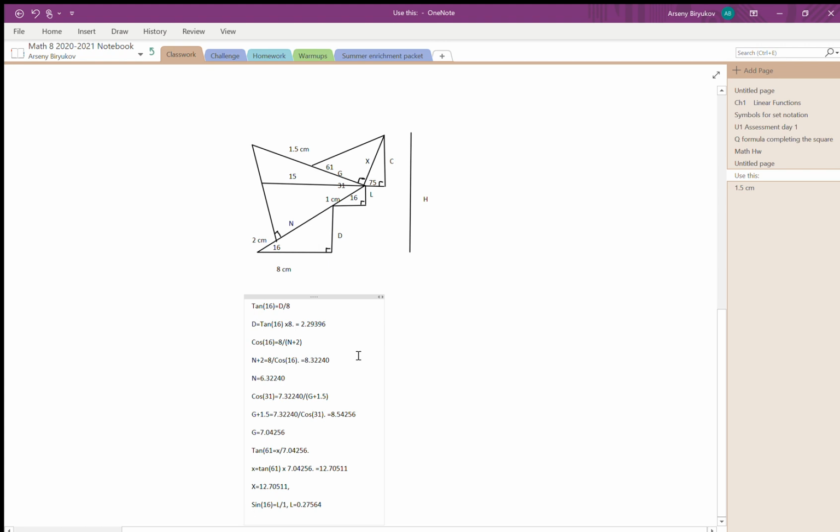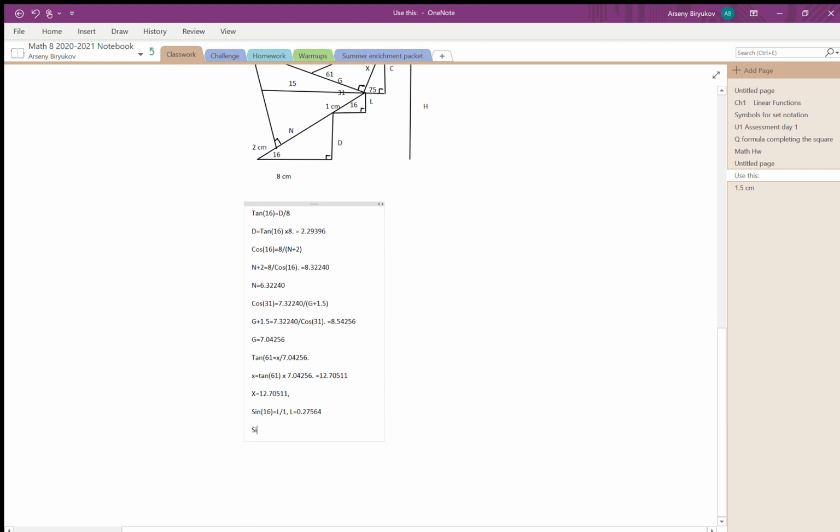Knowing that this angle is 75, we can create the equation sine 75 is equal to C divided by 12.70511. To solve for C, we multiply both sides by the denominator, creating the equation C is equal to sine 75 times 12.70511. This gives us the value of C, which is equal to 12.27219.